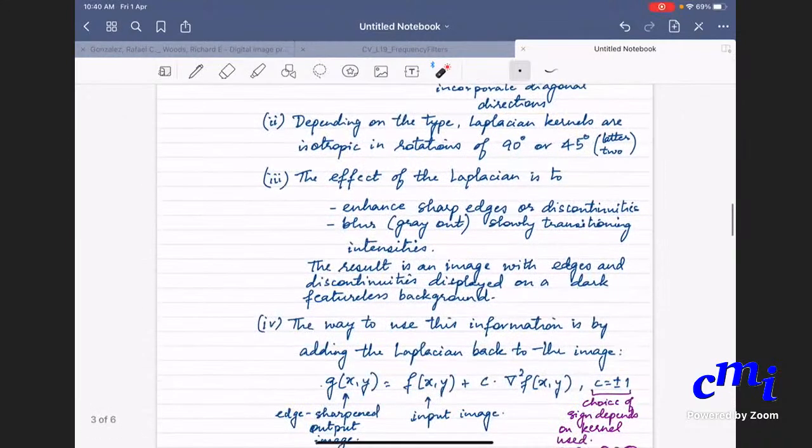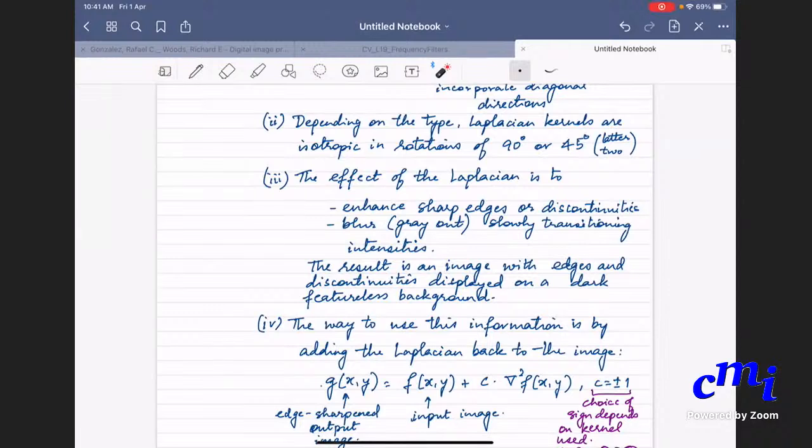The effect of the Laplacian is that if you want to enhance the sharp edges of an image, then you apply the Laplacian. But what the Laplacian will do is blur out the slowly transitioning intensities. What this means is that where there are no edges, if there is a plain area, then the Laplacian is going to blur all those areas and only bring out the sharp edges.